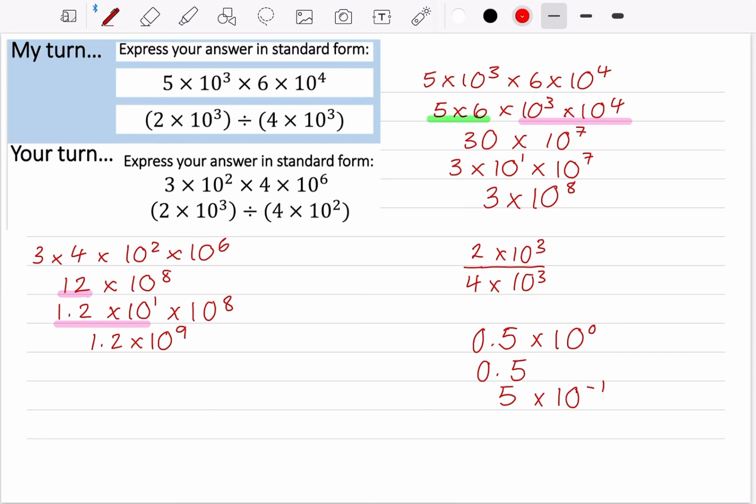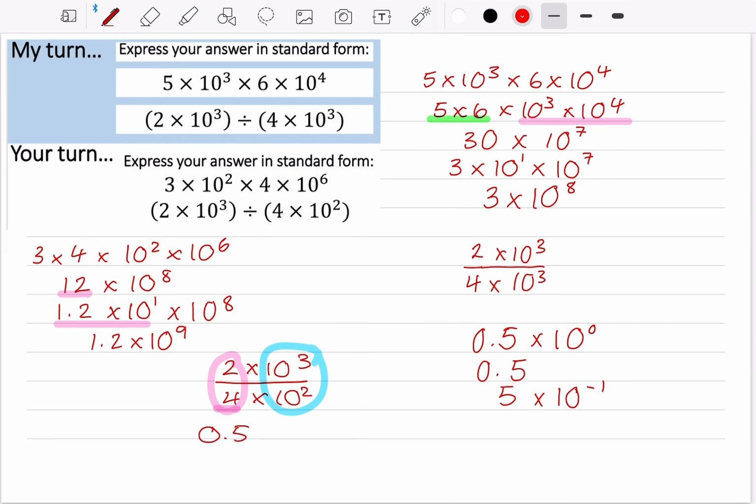And the last question. Again, I'm going to write it as a fraction. Doing this helps us with our divisions, also helps us a little bit to visualise what we are doing. So, I've got 2 times 10 cubed over 4 times 10 squared. I'm going to deal with each part separately. I'm going to deal with this side and then this side. So 2 divided by 4 is 0.5.